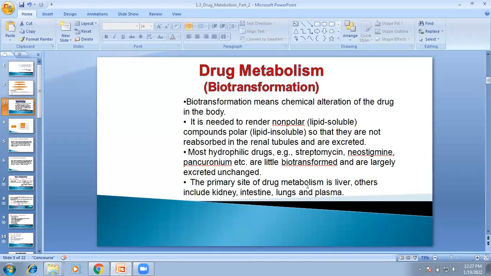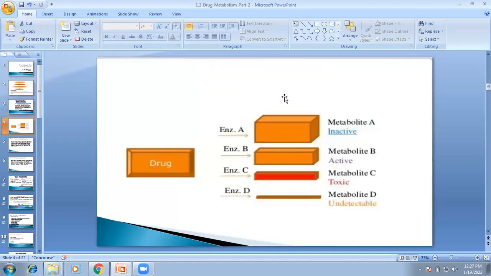So the primary site of action for drug metabolism is generally... where is biotransformation or drug metabolism carried out? In large amounts it is done in the liver, and along with the liver, other metabolizing sites are kidney, intestine, lung and the plasma. So these are the organs which are actually involved in drug metabolism or biotransformation.